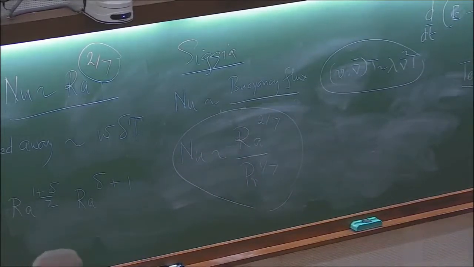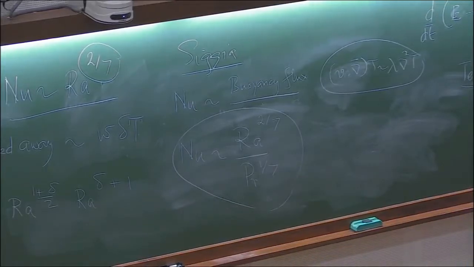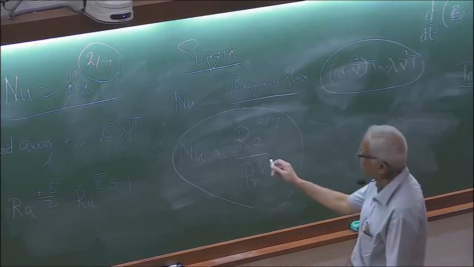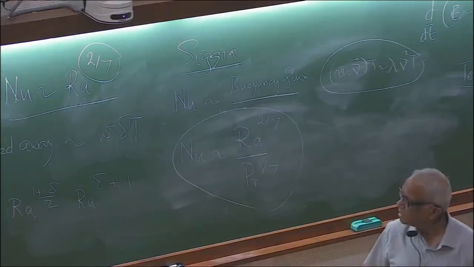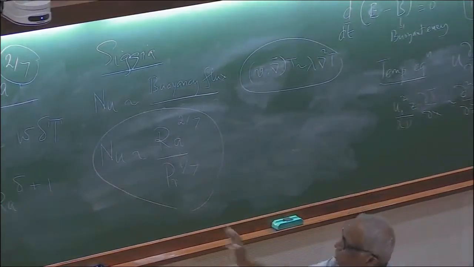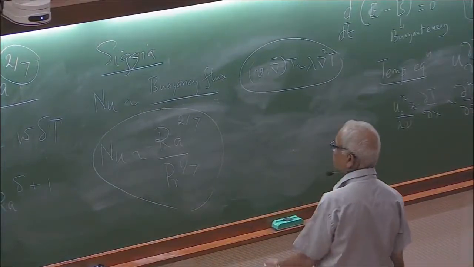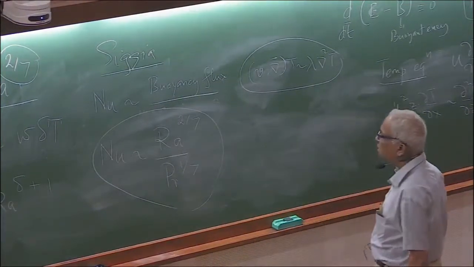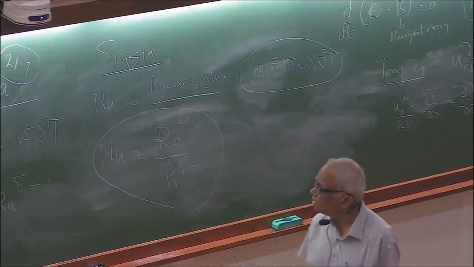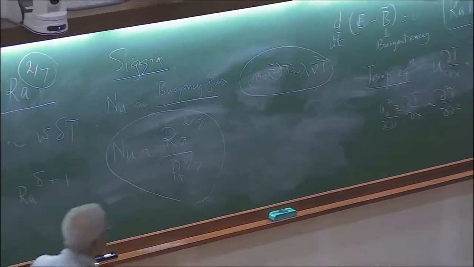So this extra bit, by looking at the details of the transfer process, what Siggia could arrive at is the Prandtl number dependence of the Nusselt number in this region. So it was a Rayleigh number to the power 2/7, Libschaber and company, and then Prandtl number dependence coming over here.